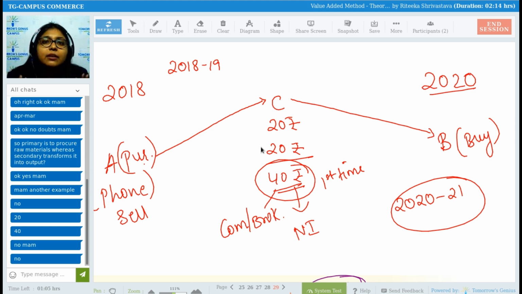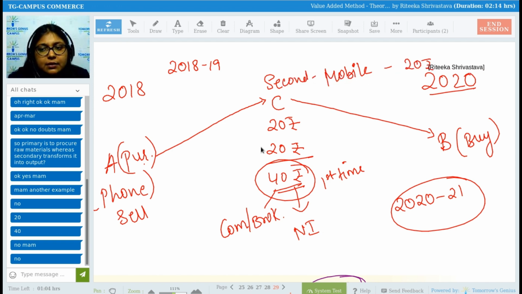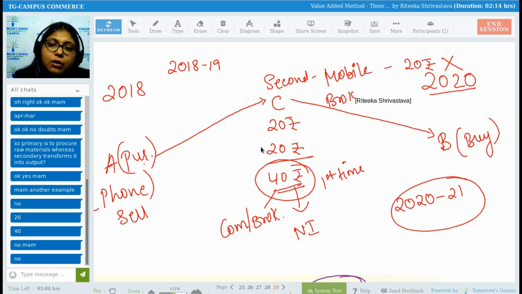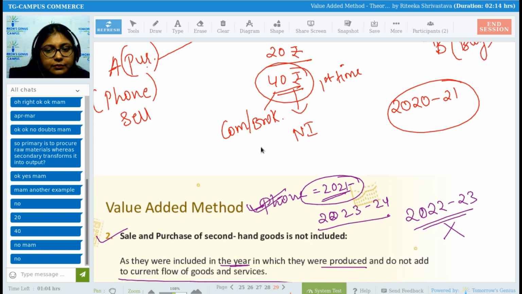So we will not include the value of second-hand goods while computing national income. But if there is any brokerage or commission charged on that product or on that second-hand good, then that will be included. So if only a second-hand mobile sold for 20 rupees is given to you in the question, you will not include this. But if they tell you brokerage on second-hand good or commission on second-hand good, then that will be included in the national income. Okay? Is it clear?